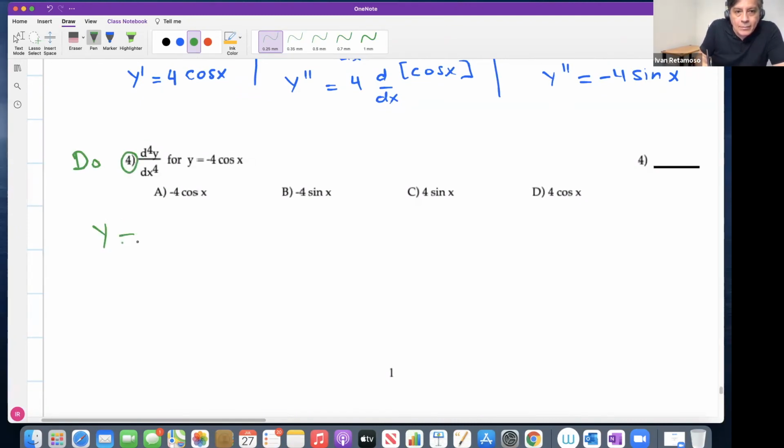We start with y equals minus 4 cosine of x. Get the first derivative, then the second derivative, then the third derivative, the fourth derivative, right? But it's easy because it's just a constant that you have to take out. Try this problem. Fourth derivative, right?